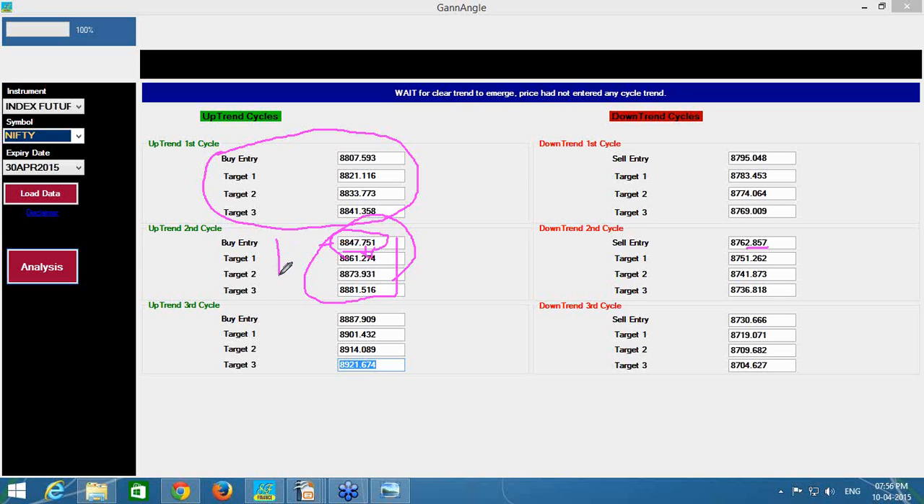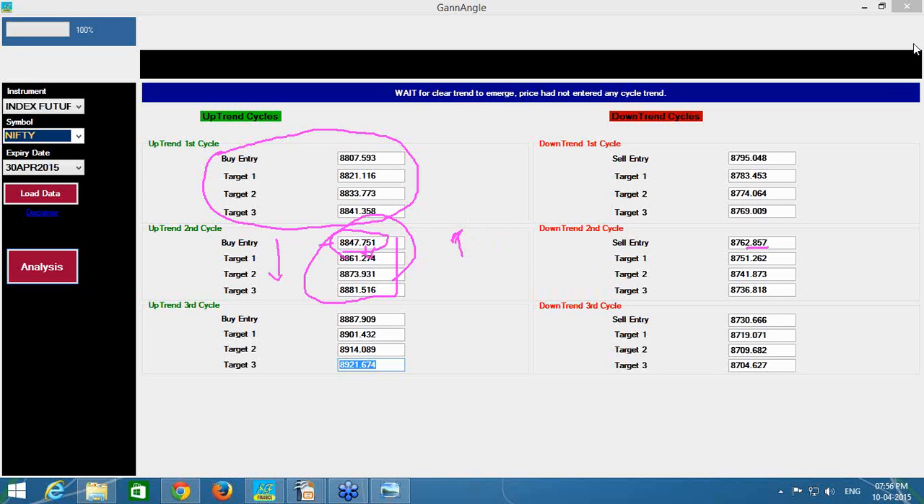Once you get an entry into the second cycle, your probability of winning the trade increases to a great extent. I can say that once the second cycle enters and you enter a trade, in the majority of trades you will get success. More than 90 to 95% of the trades will be successful.